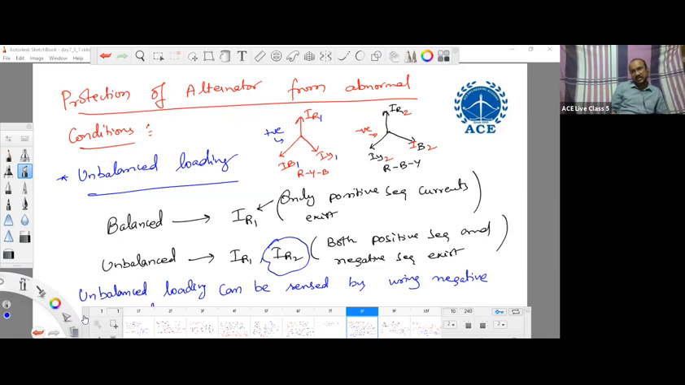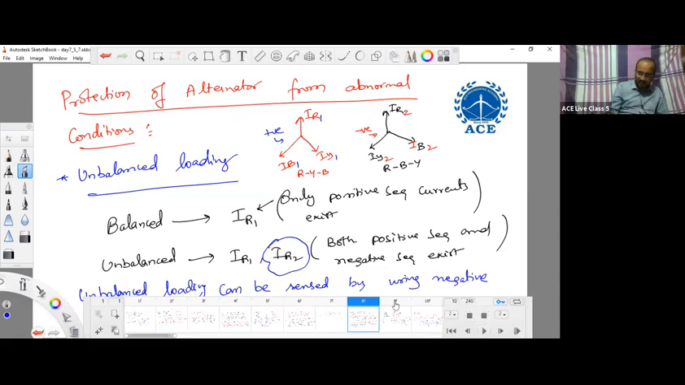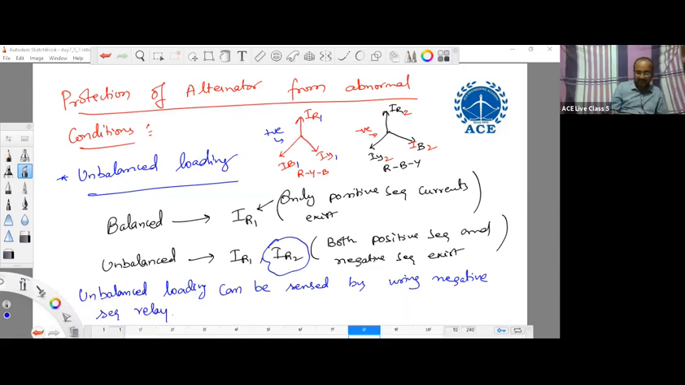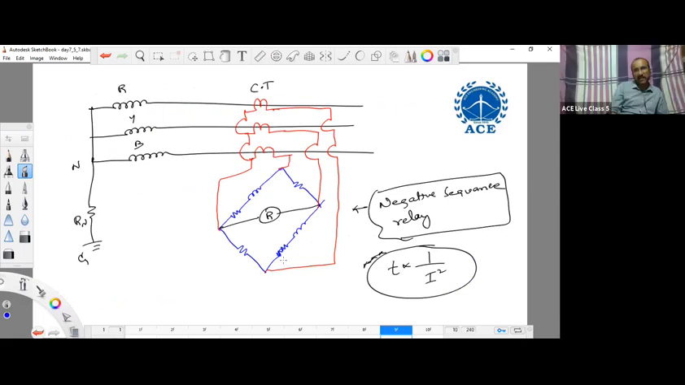Whenever the loading is balanced, there will be only positive sequence currents. But whenever the loading is unbalanced, there will be positive sequence currents and negative sequence currents. So we can sense this unbalanced loading by using the negative sequence relay. This can be constructed using this bridge type structure. During normal condition, the bridge is tuned to be in a balanced state. So whenever the bridge is balanced, there will be no current through this relay during normal condition. But whenever the bridge becomes unbalanced, that will result in current to the relay, and the relay will operate. That is nothing but the negative sequence relay. For that, the time of operation is inversely proportional to the square of the current.